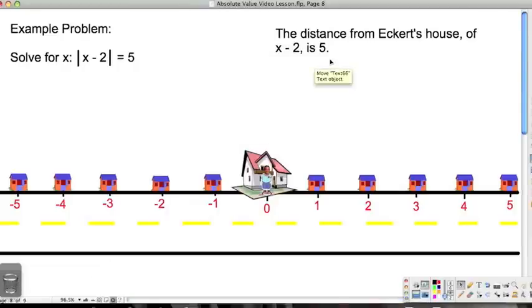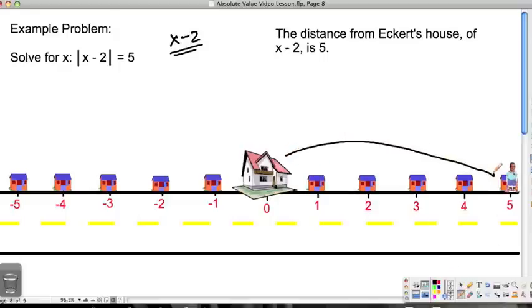The distance from Eckert's house of x minus 2 is 5. So Eckert's going to go jogging x minus 2 distance, and he's going to jog a total of 5. So he's going to jog over here, and he ends up at 5. So we know that x minus 2 equals 5.